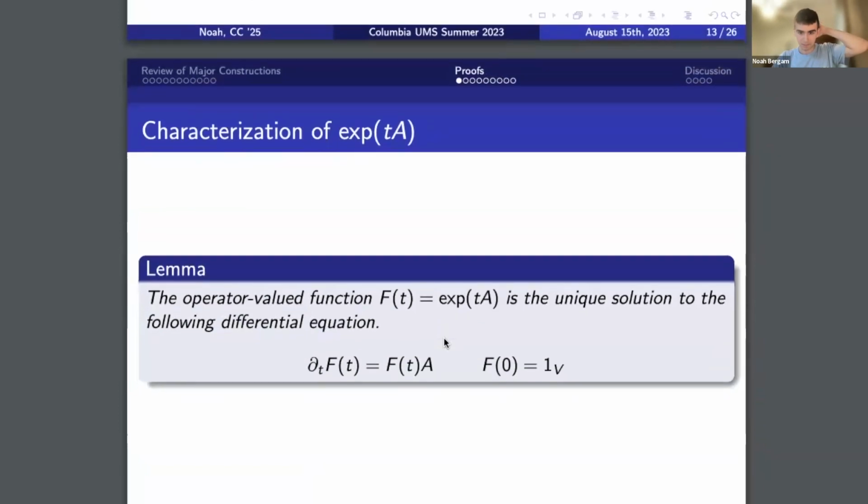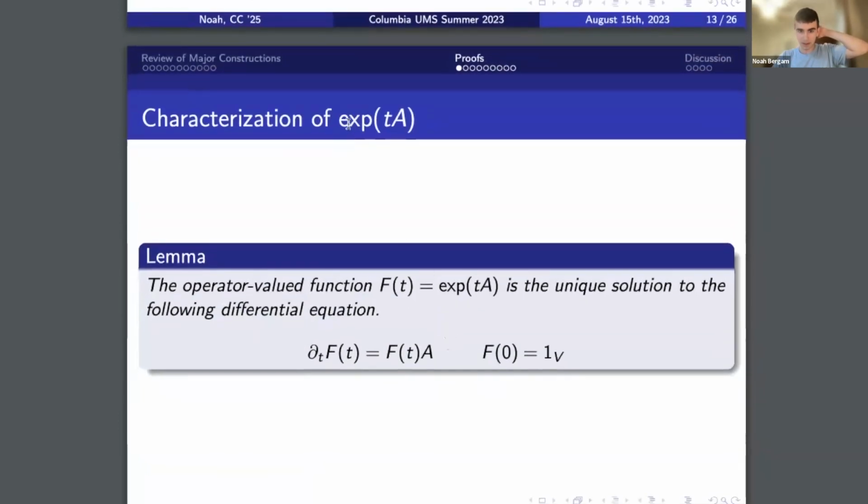So the first thing we need to know is, if I have f of t equal to exp of t a, so this is an operator valued formal power series. What I mean by operator valued is that the coefficients of the power series are themselves linear operators, and t is the formal variable that creates the series. So this is the unique solution to the following differential equation.